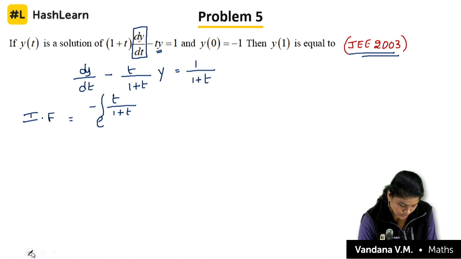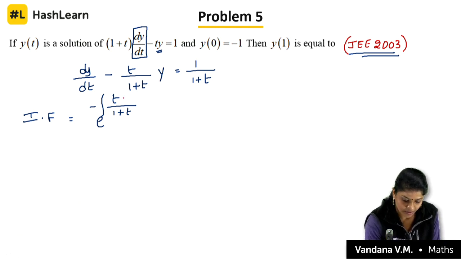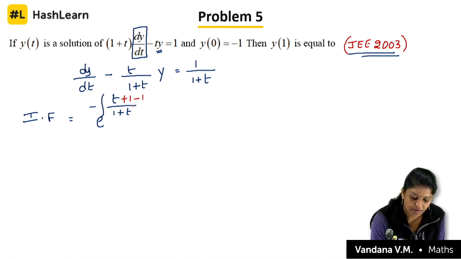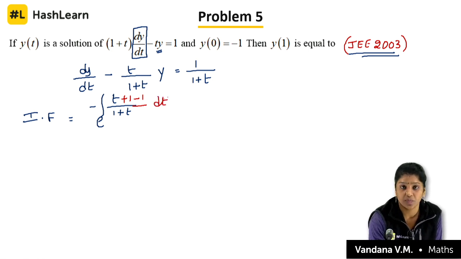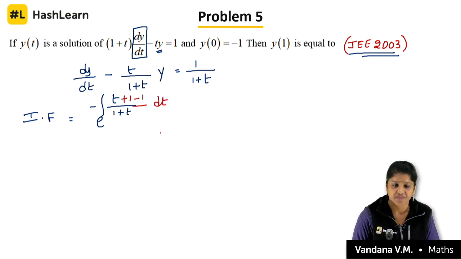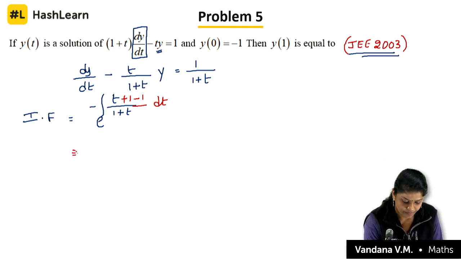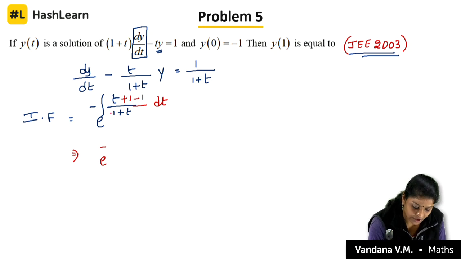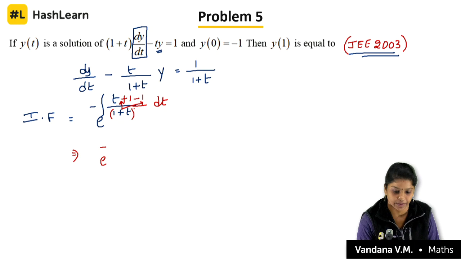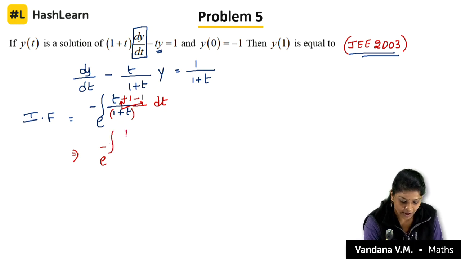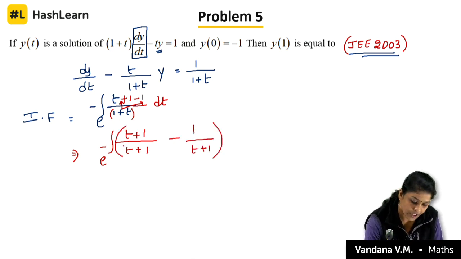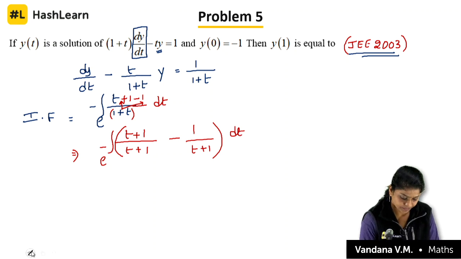So, what is the technique to integrate this? Add plus 1, subtract 1 with respect to t only, because those terms are in terms of t, so we have to integrate with respect to t only. e power minus, so the denominator will divide the first term, the denominator will divide the second term. So, what I will get? Integral of (t+1)/(t+1) minus 1/(t+1) into dt.